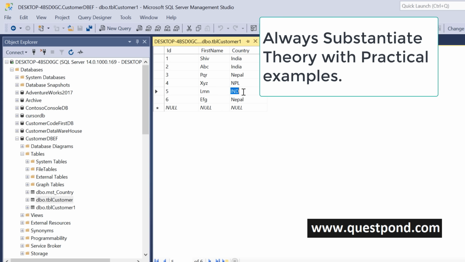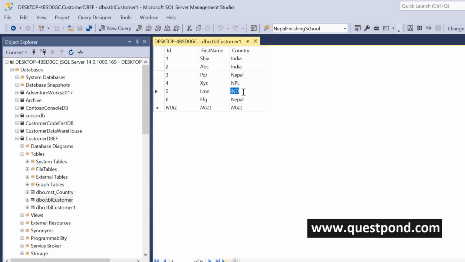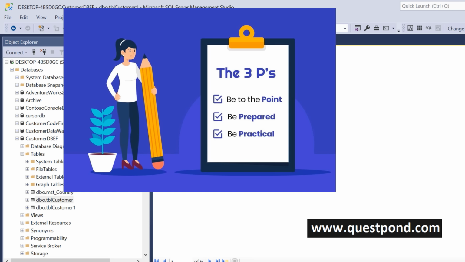When you substantiate your answer with some practical example, that really hits the interviewer with a very positive vibe. So just remember these three things as I go ahead with a lot of other questions. 3 P's I will say. First one, be to the point, P, right? The second P, be prepared. Don't assume that you are a hero in your company so you can crack any interview, right? Be prepared. And the last one, be practical.